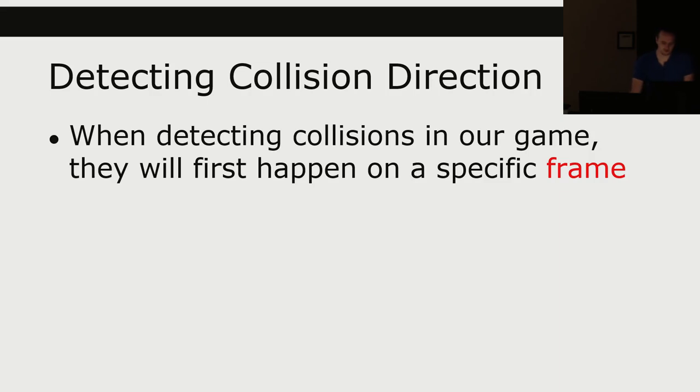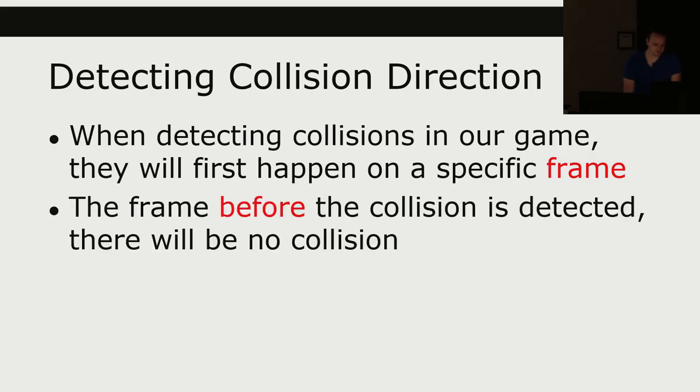So when you detect collisions in a game, it will first happen on a specific frame. So the collision happened on frame 17. It didn't happen on frame 16, but then it did on 17. So by definition, on the frame before the collision was detected there will be no collision.